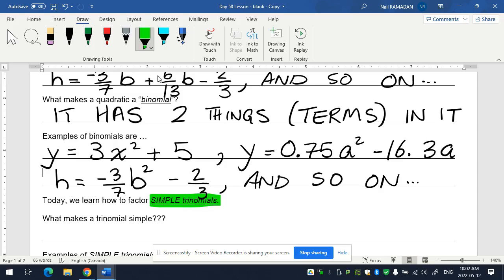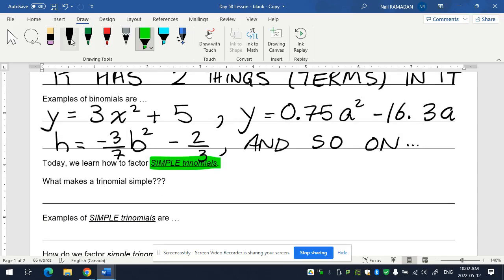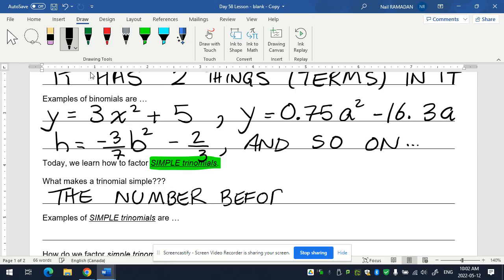So what makes a trinomial simple? The number before x squared, or a squared or b squared, but I'm just going to keep it to x squared because it is the most common way to say it, is 1. Anything other than 1 does not make it a simple trinomial. Okay? So you might ask, so what would you call it then?